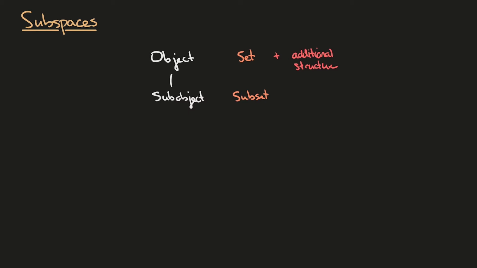In such a case, we don't want the sub-object simply to be a subset of our set, but we also want it to retain some of the additional structure that we've defined. The most straightforward way to realize this is usually to require the sub-object to be a subset and to be an object of the type we're interested in. And this is precisely how we're going to define a subspace of a given vector space.